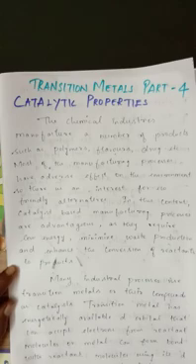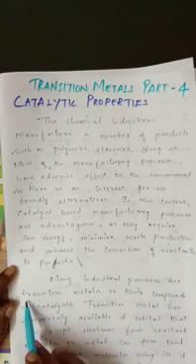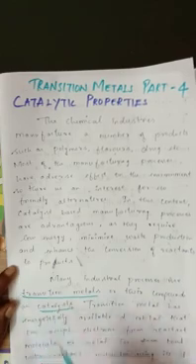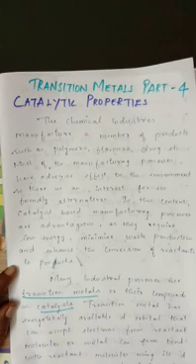So in many industrial processes, transition metals are used as catalysts. Already you know what is meant by a catalyst. It is used to speed up a reaction. The catalysts are used to change the speed of a reaction. So many catalysts may be transition metals.